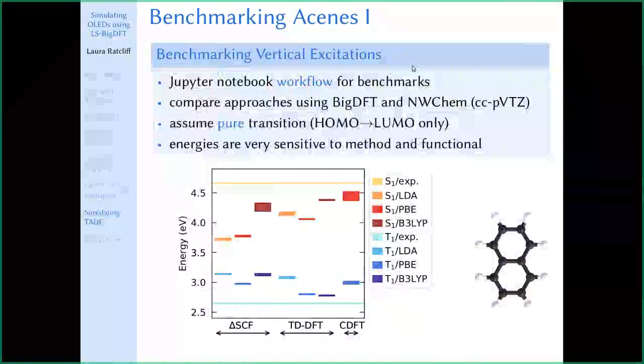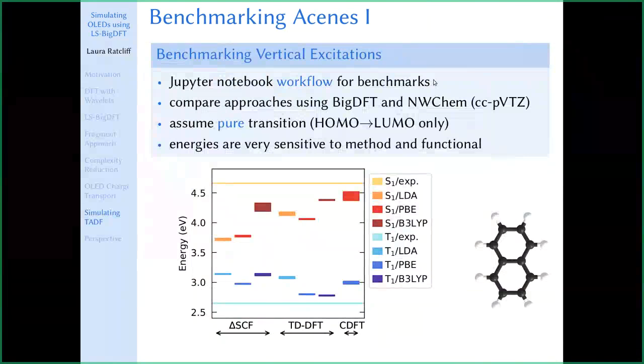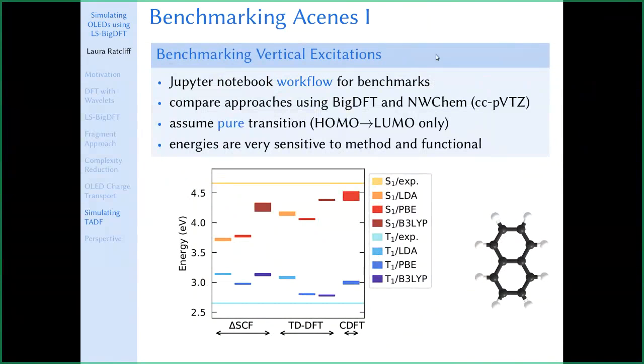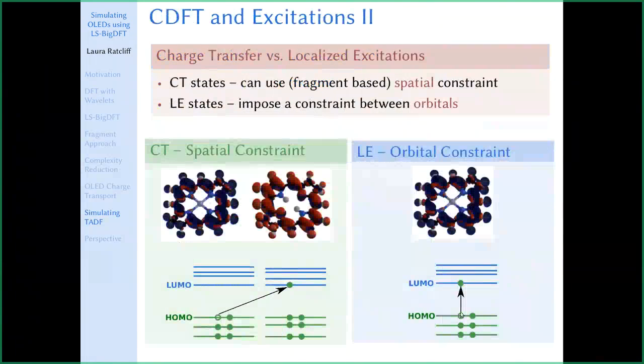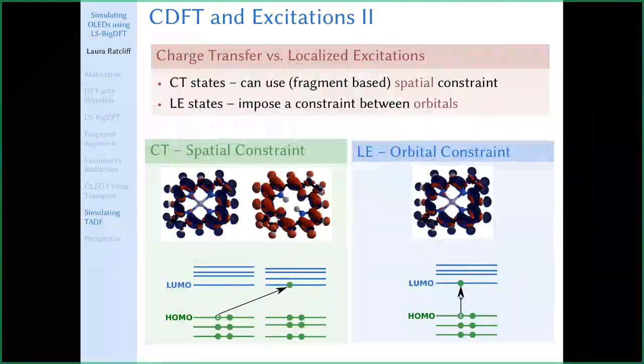So we've been, at the moment, implementing a workflow for benchmarking constrained DFT compared to both TD-DFT and the delta SCF approach, which is another possibility for treating excitations that's relatively widely used. So we've been benchmarking BigDFT also against the NWChem code, looking at a relatively well-used basis set for excitations. So at the moment, we're always assuming a pure transition.